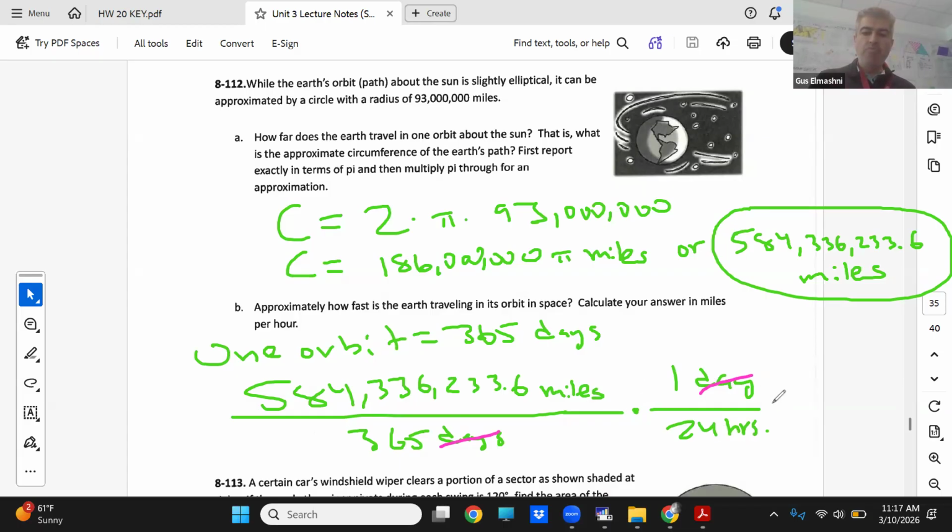I would have done hours on the bottom, because the days cancel. Yeah, you could just convert 365 to hours right away, multiply by 24, and then just divide afterwards. But we're supposed to be able to do all this for the test stuff. I don't even know what we're testing on. I haven't thought that far ahead.